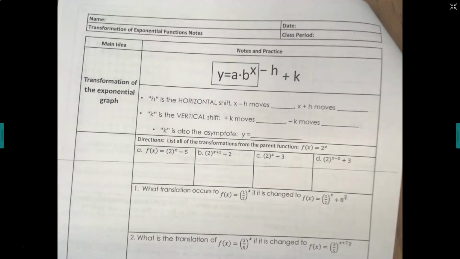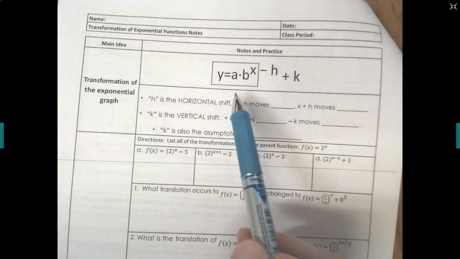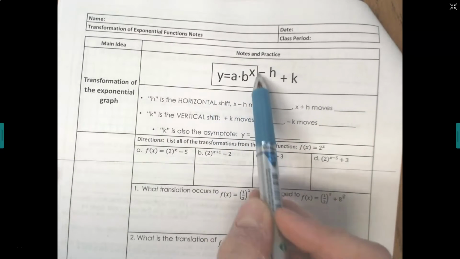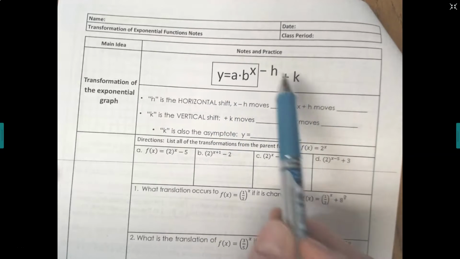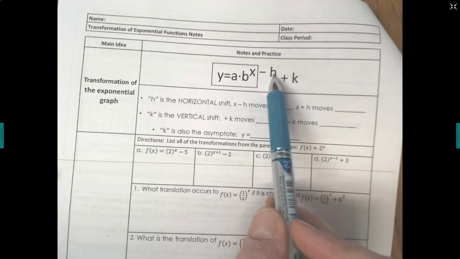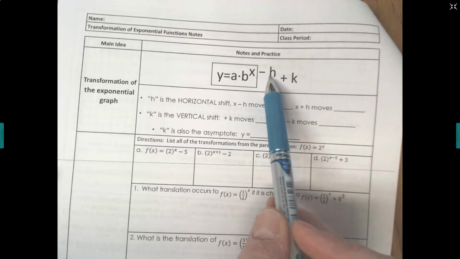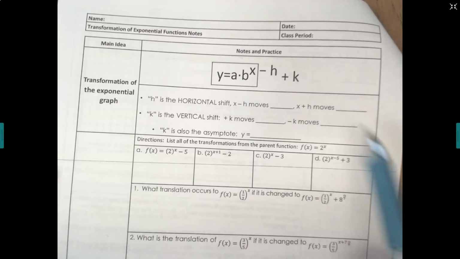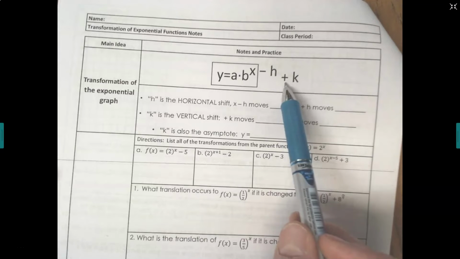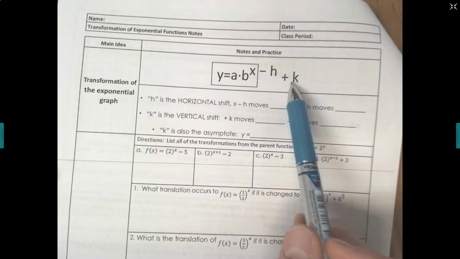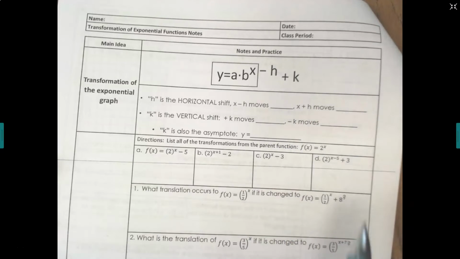So hopefully you did the transformation discovery on the previous page. We're going to be looking at the exponential equation. This is what we have been looking at, y equals a times b to the x. But we saw in the discovery, if you have something else in the exponent besides just the x, the graph will move in a particular way. And if you have a number added or subtracted to the end, it's also going to move the graph in a particular way. All right, so let's take a look.